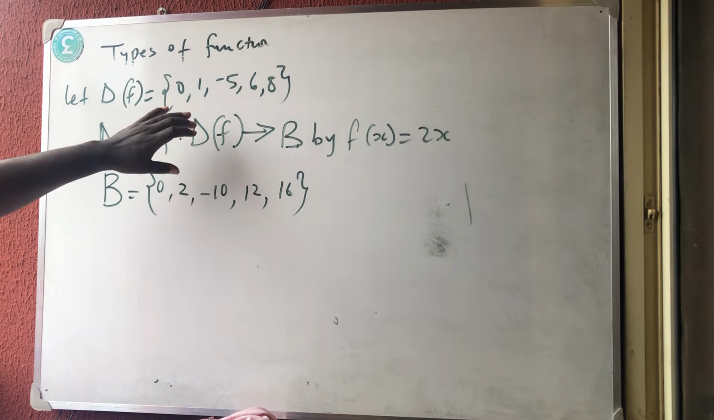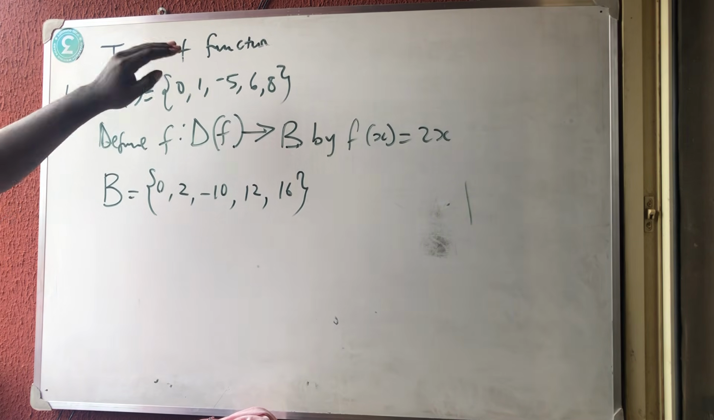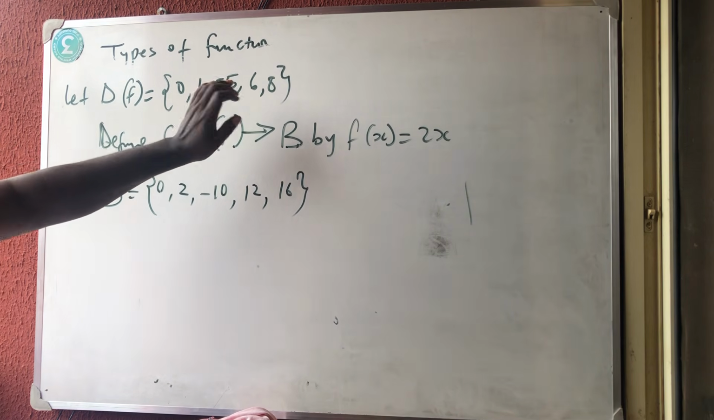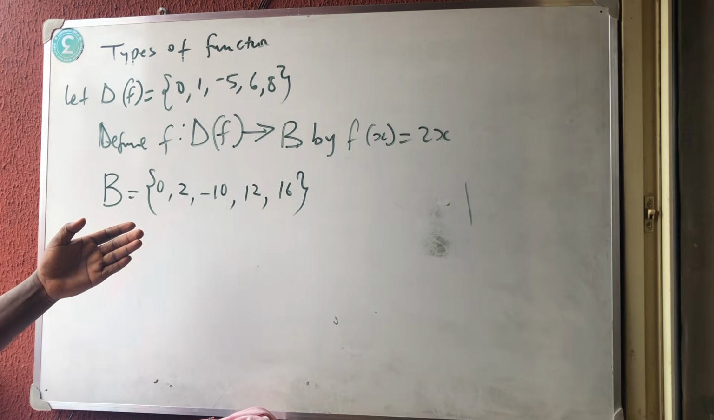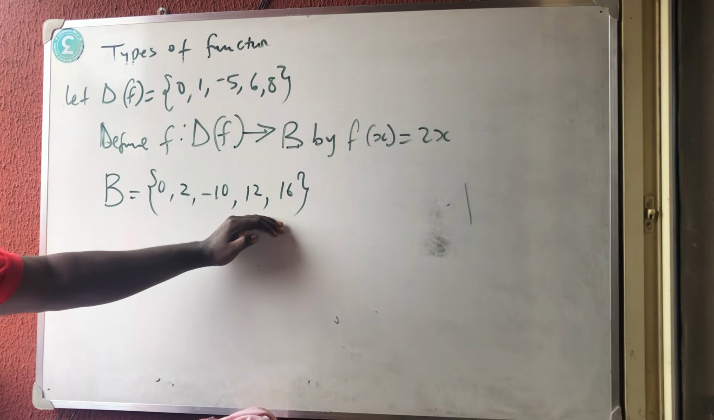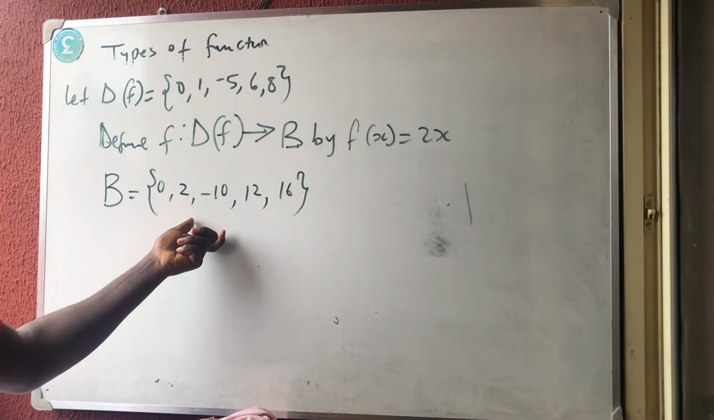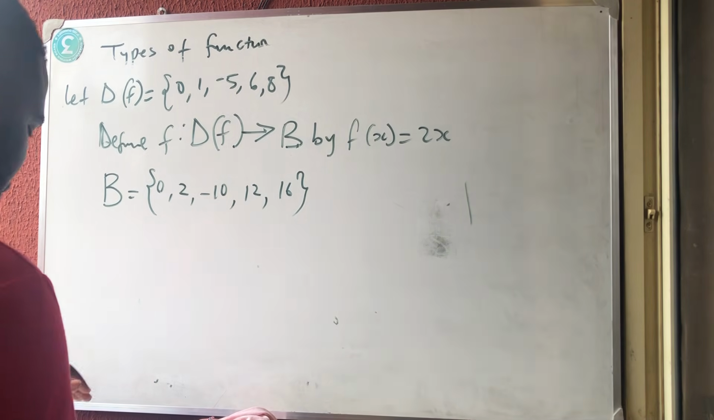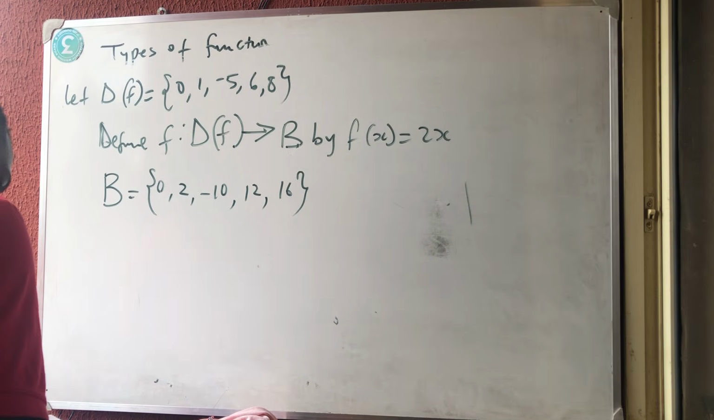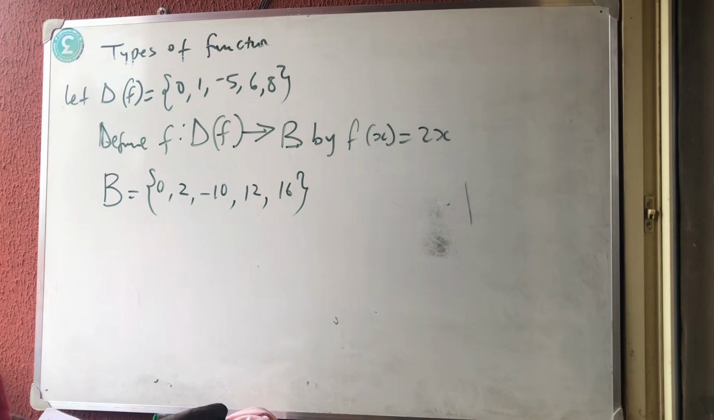So the domain here is this set. The preimage here is the set of this domain. The image is the set of this B. The codomain is the B, and the range is equally the B. The ancestor is the domain set. Okay, so that is that.